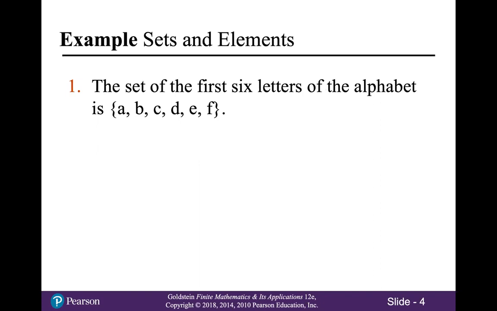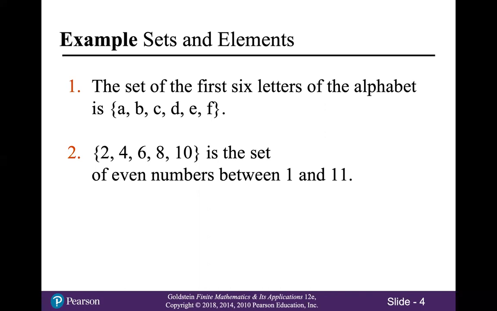Here are a few examples. The set of the first 6 letters of the alphabet is {A, B, C, D, E, F}. Notice the curly braces around those letters. The set {2, 4, 6, 8, 10} would be one way to describe the set of even numbers between 1 and 11.